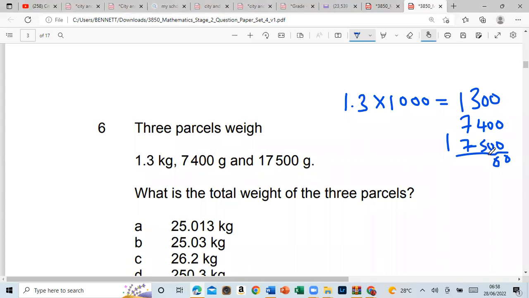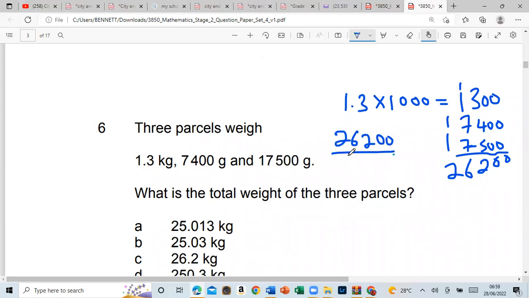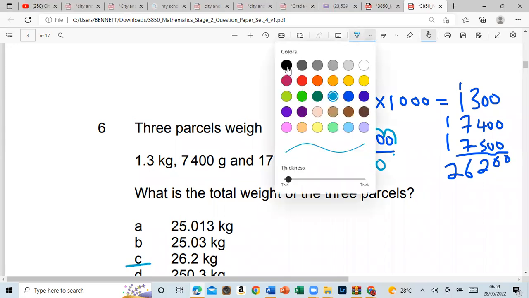So 0, 5, and 4, 9. 5 and 4, 9, and 3, 12, so that's 2, carry 1, 7, 7, 14, 15, 16. So that's 26,200. But to convert this, we need to divide by 1,000. So the decimal point is here. So that's 26.2 kilograms. So that would be C.